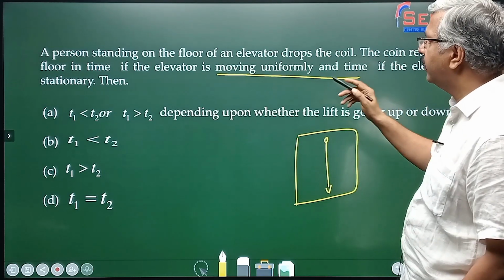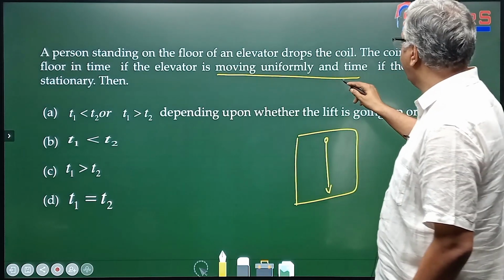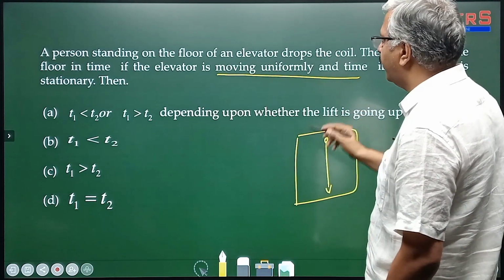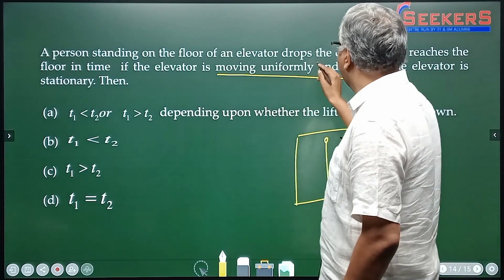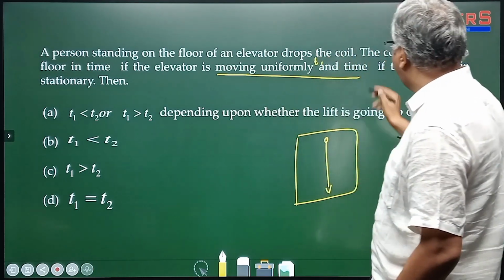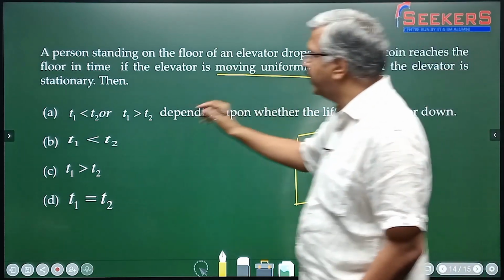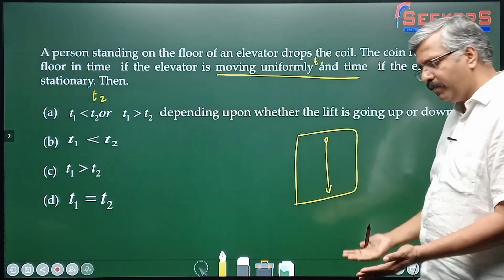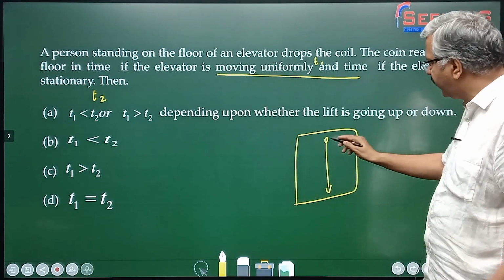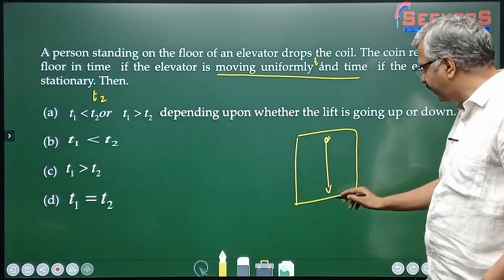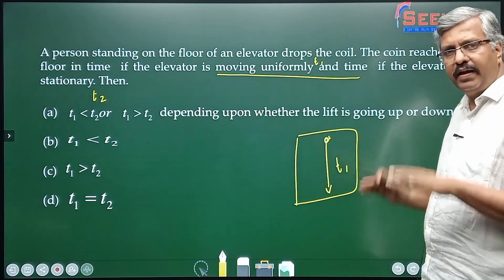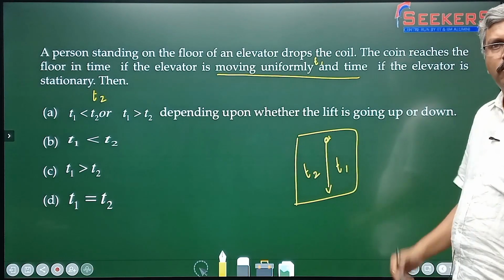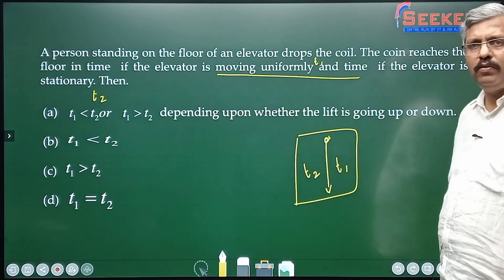Okay, if the elevator is moving uniformly, time is t1, and the time if the elevator is stationary is t2. So what are they asking? If the lift is going up and you drop the coin down here, it is hitting the ground in time t1. If the lift stays as it is and you drop the coin, it is hitting in time t2. So what are they asking? How are t1 and t2 related?